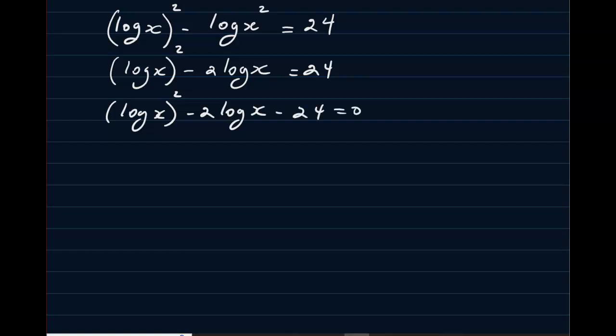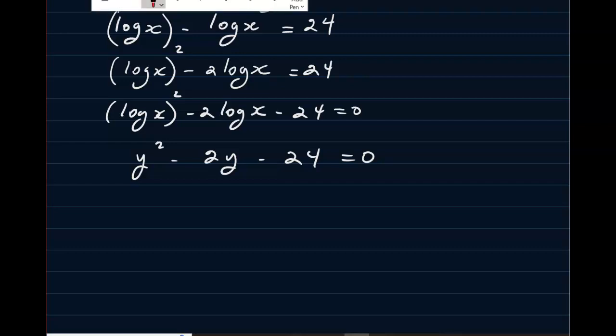Now this is analogous to saying y squared minus 2y minus 24 equals 0. All I have done is change log x to y. That's all I did. And you can notice that this is a trinomial, and it's a factorable trinomial, and it's very easy to solve.